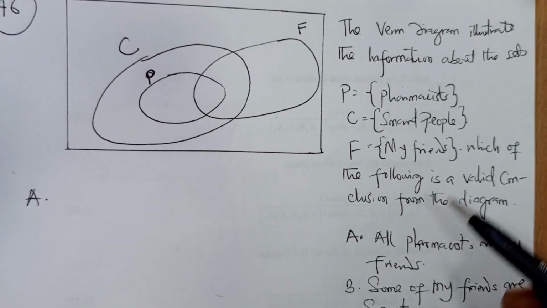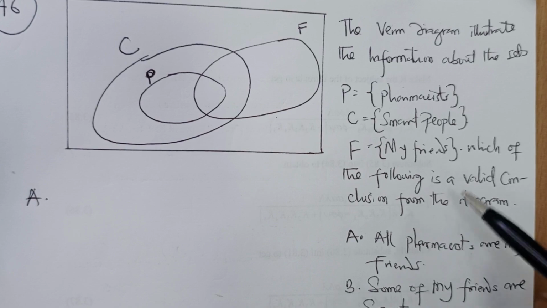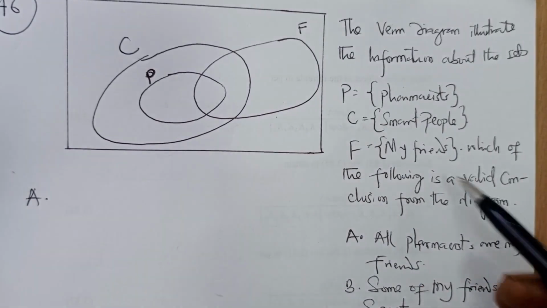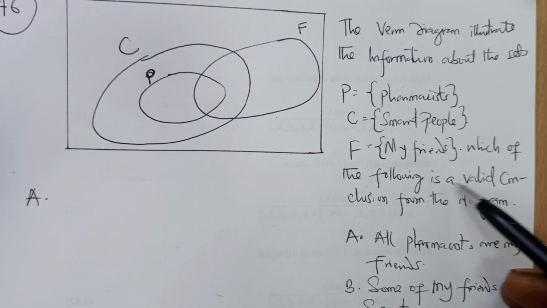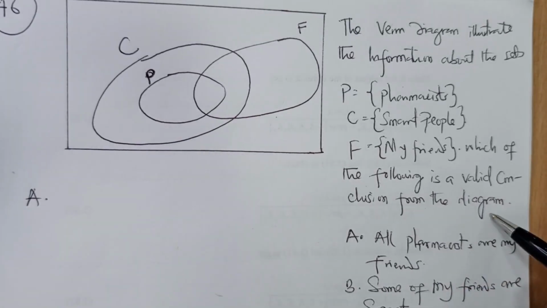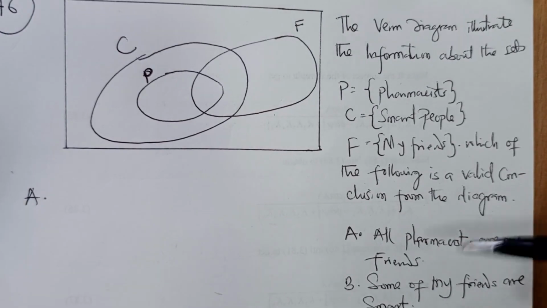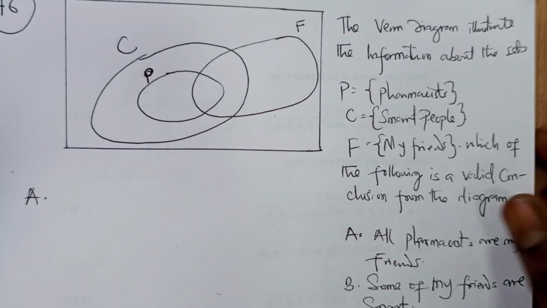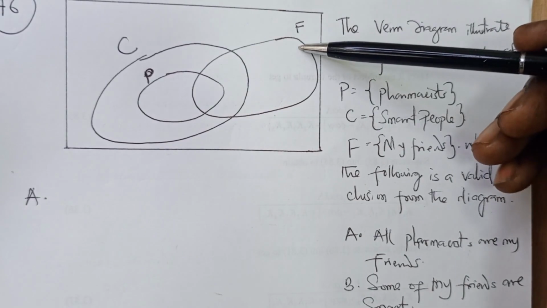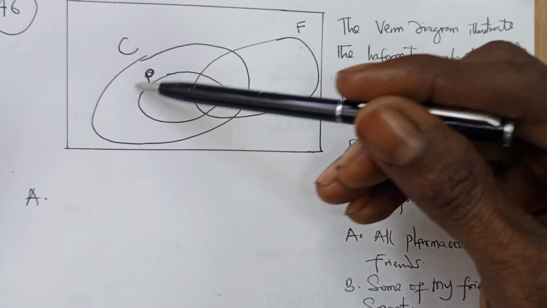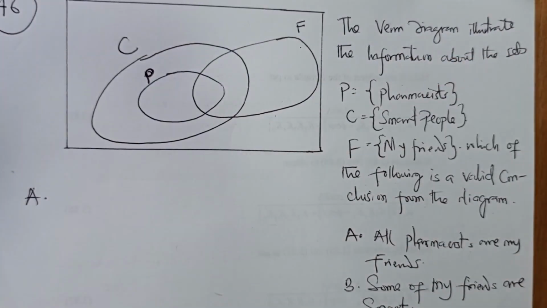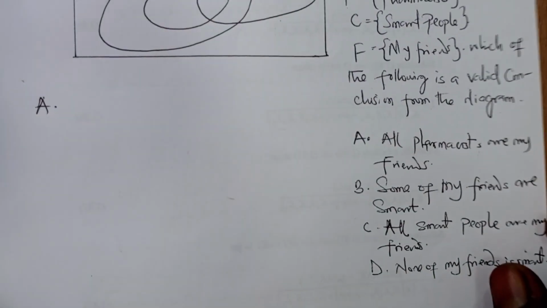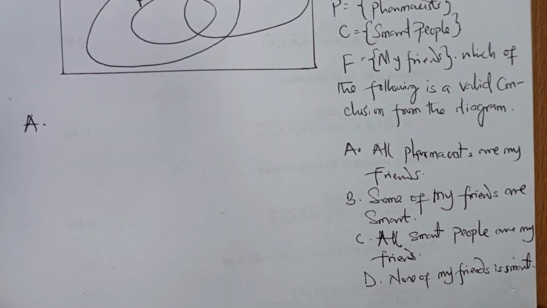So they said the following: which of the following is a valid conclusion from the diagram? We have some points given here, and we want to see which of them correspond correctly to the diagram. Please do not forget that F represents friends, P represents pharmacists, and C represents the number of smart people. Now, which of these statements is a valid conclusion?